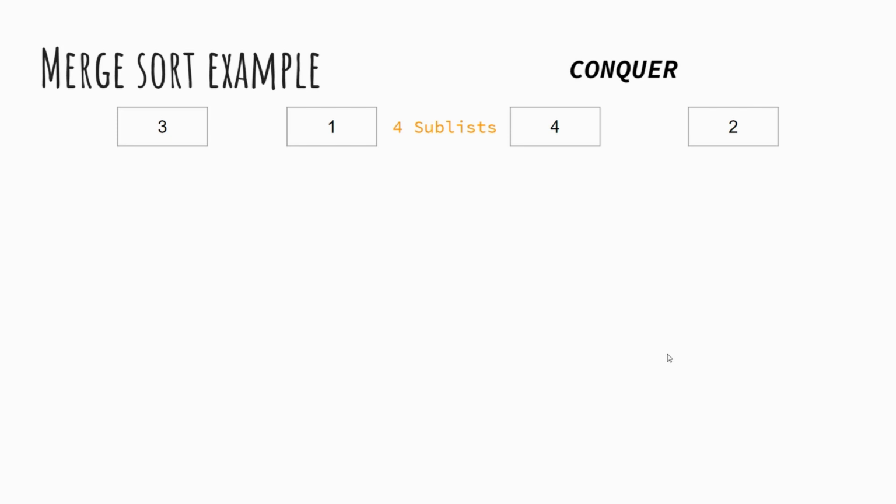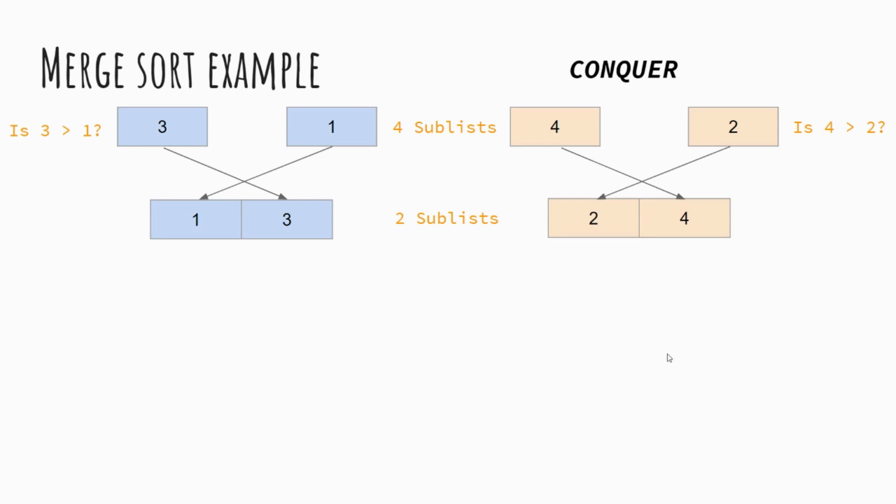So now that we've got our sublists, we can start to consider conquering our lists. The way that we conquer our lists is we start to compare our sublists together. In this scenario, I've highlighted in blue and in this orange pastel color the comparisons that were made. On the left-hand side, we've got a check to see if 3 is greater than 1. On the right-hand side, we check if 4 is greater than 2. And if that is the case, obviously, the data gets pulled down into sublists.